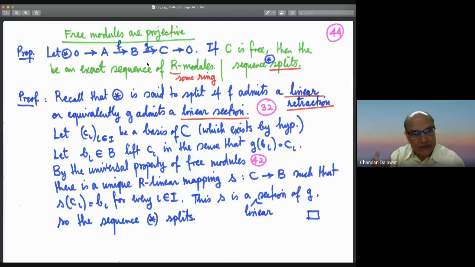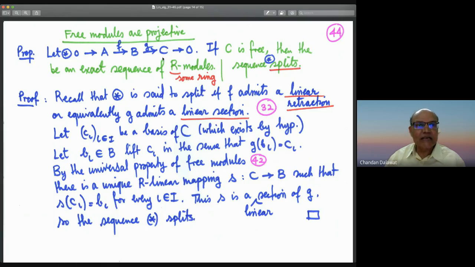I don't know whether I remember, you introduced this terminology: to say that a short exact sequence splits means that this little f has a linear retraction, or equivalently, that this little g has a linear section. We had proved the equivalence of these things earlier. Why does this hold? Why does a short exact sequence in which C is free always split?